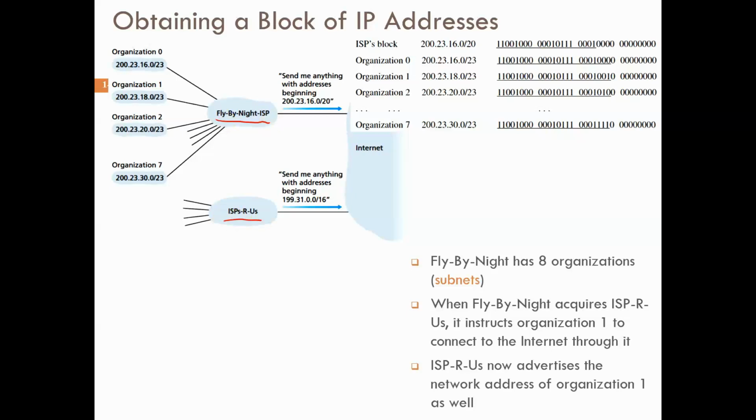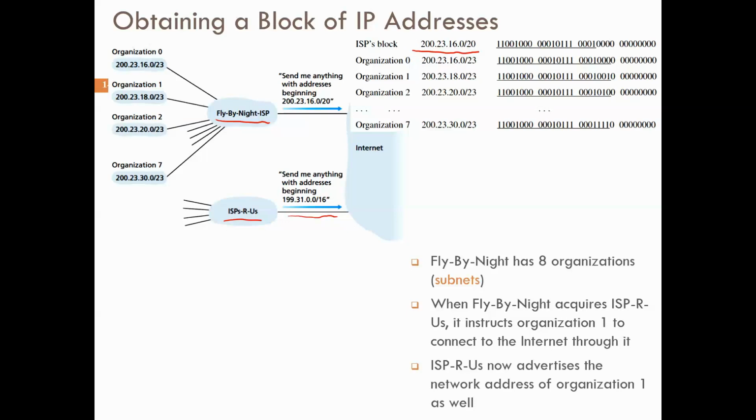For example, Fly By Night has the address block 200.23.16.0/20. That means its address space is /20. That means it has 32 minus 20, which is 12 bits for the host. That means it can assign 2 to the power 12 IP addresses to hosts. Okay, and then you have another ISP, which is ISPs R Us, owning the address block 199.31.0.0/16. It's actually a bigger address block than the other one.